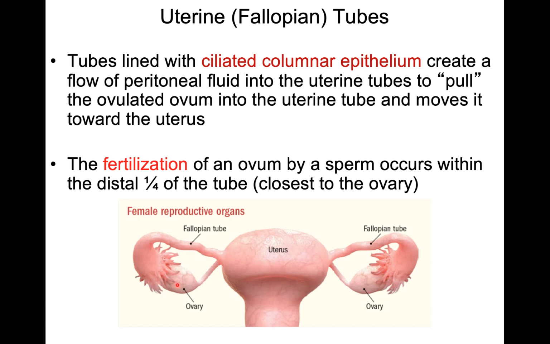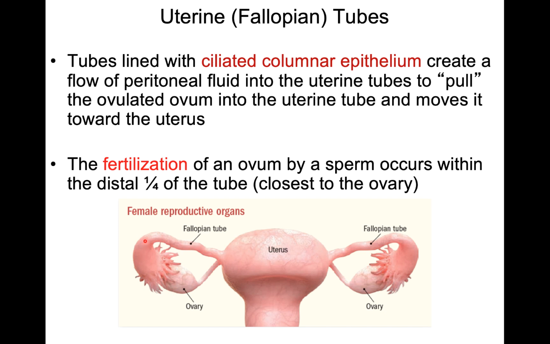Well, eggs are different than sperm. Sperm have flagella, like tails that allow them to move. Eggs do not. So the egg is going to get stuck if there's no way to help push it through. So the fallopian tubes have ciliated columnar epithelium to help wave those cilia and move the egg through the fallopian tube. The other interesting fact is that once the egg is released from the ovary, it waits right here.